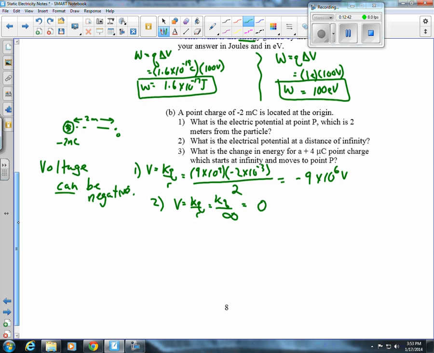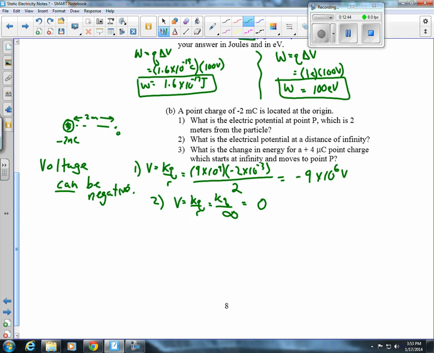And then what is the change in energy for a plus 4 microcoulomb point charge, which starts at infinity and moves to point P? Now, I could calculate this using that potential energy formula, but I think it's going to be easier to do this. Change in energy is W. So I do W equals Q delta V.